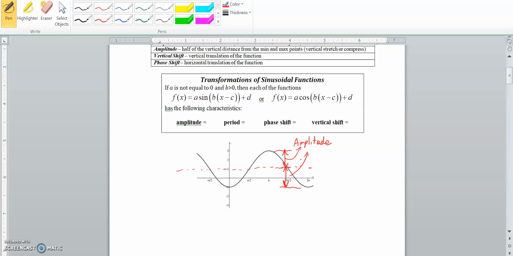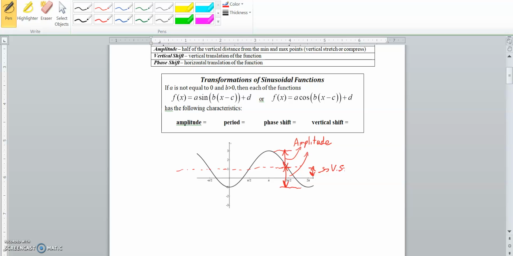In the case of vertical shift, well, in this specific example, whether this is a sine or cosine function, it has been shifted. The midline should be on the x-axis, but it's not. So we actually have that vertical shift here. The VS, vertical shift. And that was a measure of 1.